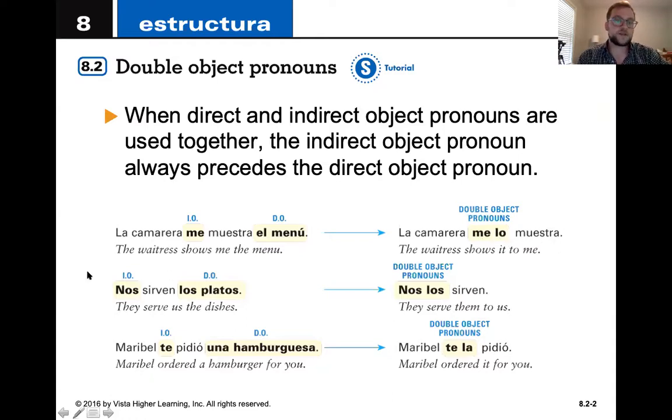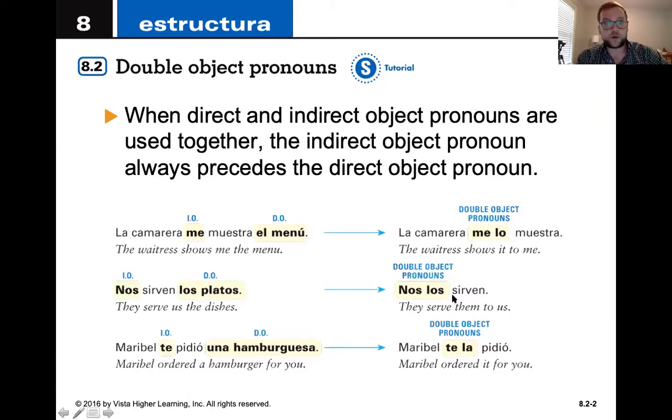Let's look at the second sentence. Nos sirven los platos, right? They serve what? They serve the dishes. To whom? To us. So nos los sirven. All right. If you wanted to write this out even longer, it would be sirven los platos a nosotros, right? So it would be nos los sirven. Instead of saying they serve us the dishes, or they serve the dishes to us, they serve them to us. Nos los sirven. Let's work backwards in our syntax from English, right?